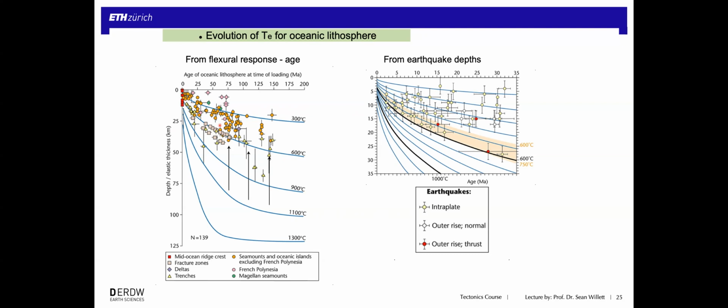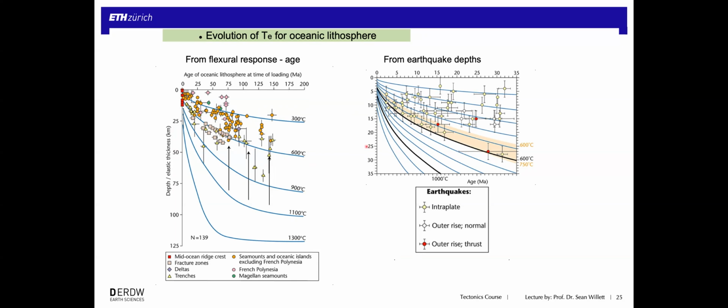In fact, and these are all different studies of different ways of measuring the flexural rigidity, seamounts, trenches. There are some few cases of delta loading. You can also look at fracture zones and look at the flexure around a transform fracture zone transition. So all these are measurements of the thickness of the elastic plate from the flexural rigidity. And what you find is that they're bounded by a temperature somewhere between 600 and 900 degrees, something like this. But it's a pretty good relationship.